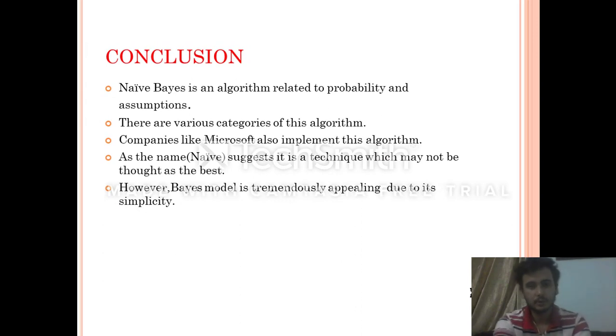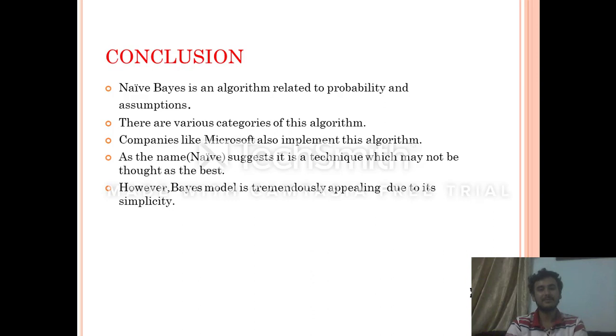So finally, let's move to the conclusion. From the previous slides, what I have been able to understand is that the Naive Bayes algorithm is totally based on probability and assumptions. And there are various categories of this algorithm. The one that uses normal distribution is also known as the Gaussian model, and the other is known as multinomial, which is used for discrete values.